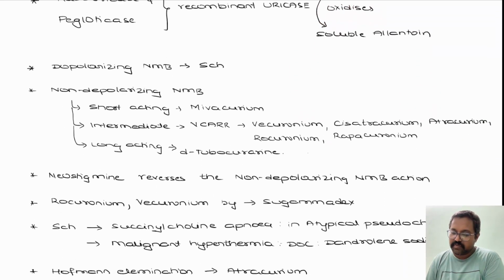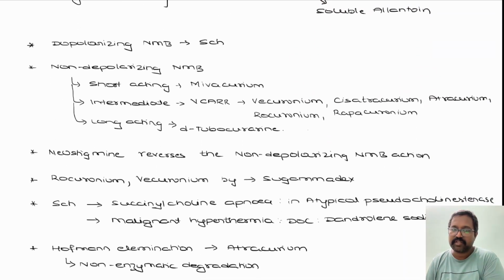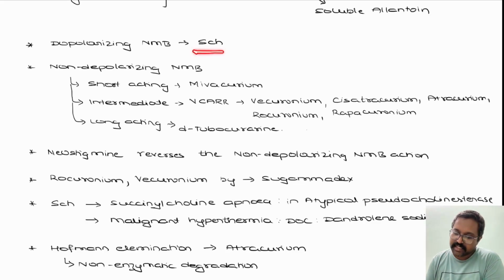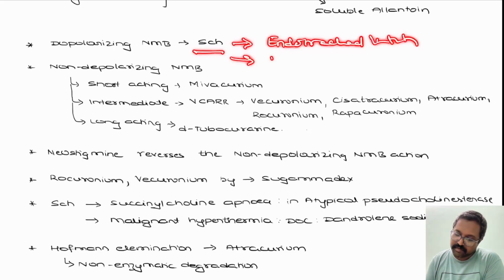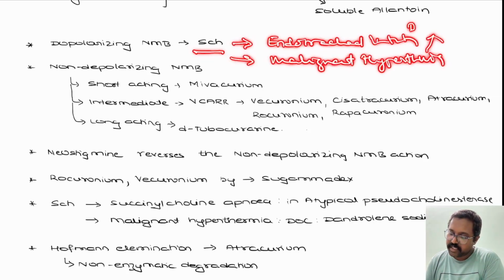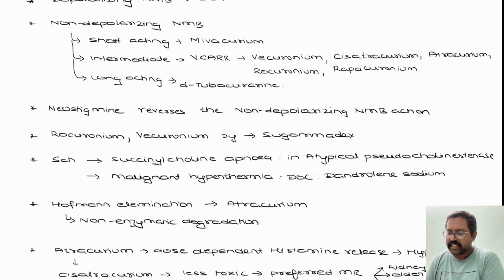So which is the depolarizing neuromuscular blocker? That is succinylcholine, and succinylcholine is used for endotracheal intubation, and it is also responsible for malignant hyperthermia, and to treat malignant hyperthermia you use dantrolene sodium.